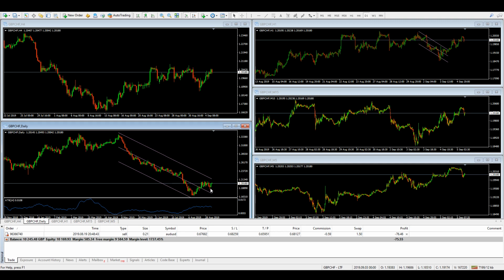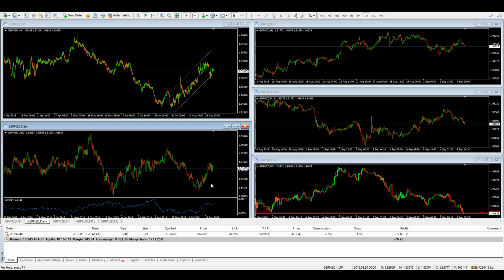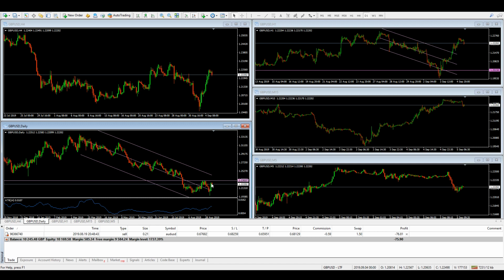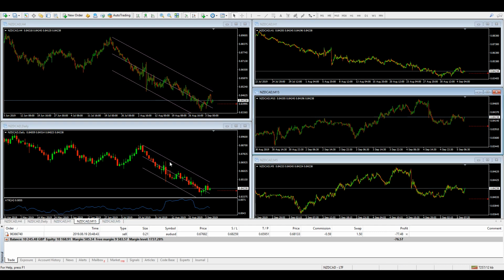Next. No, it needs a reversal candle as it encounters this resistance. So no, same thing. I would like to see it encounter this resistance here and then start to show lower lows and lower highs on the lower time frames. It's not going to be this week.